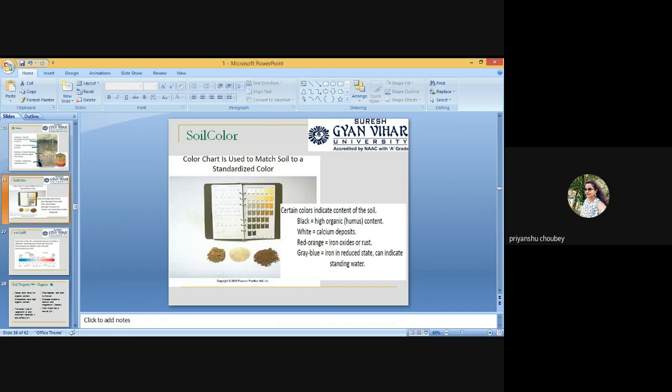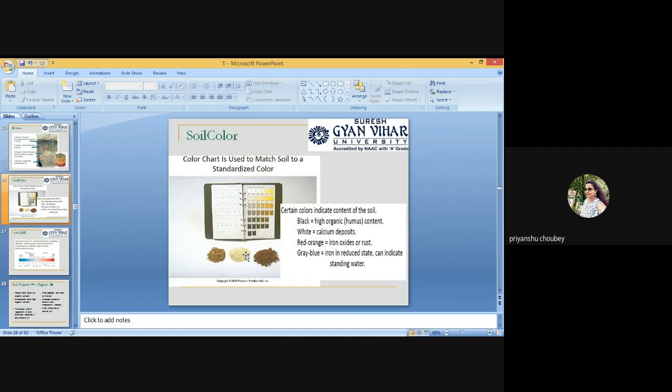For determination of soil color, a standard system of accurate description of soil color involves a Munsell color chart. It's a Munsell color chart showing here. Small pieces of soil are compared with the standard color chips in the soil color book.